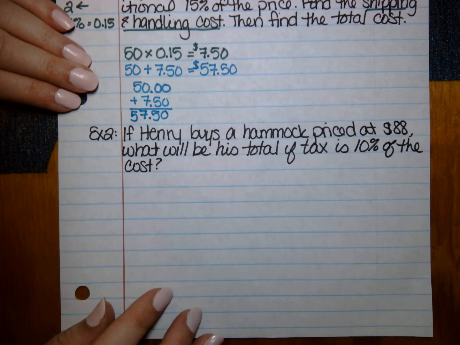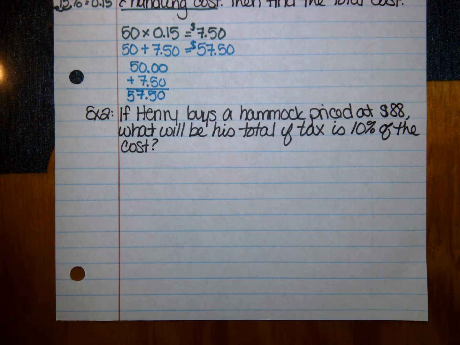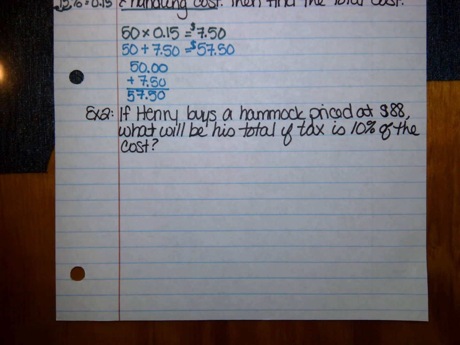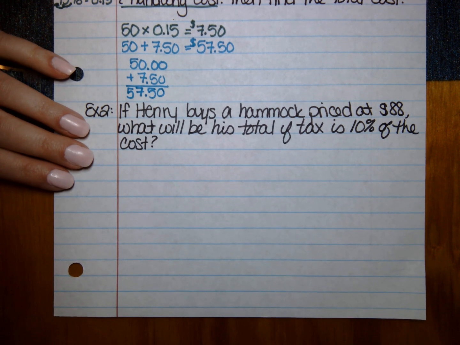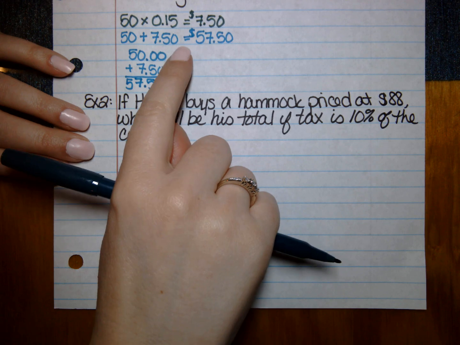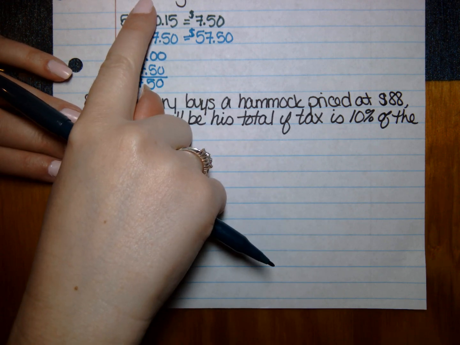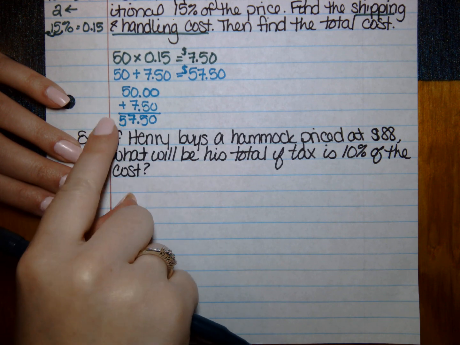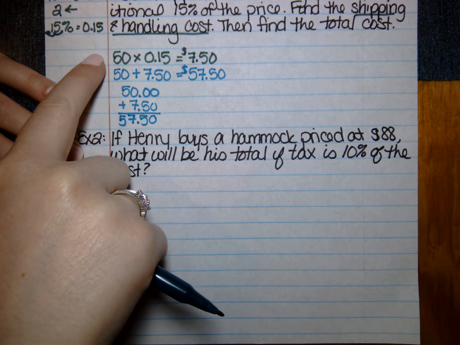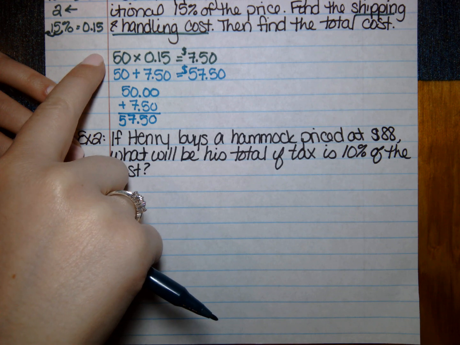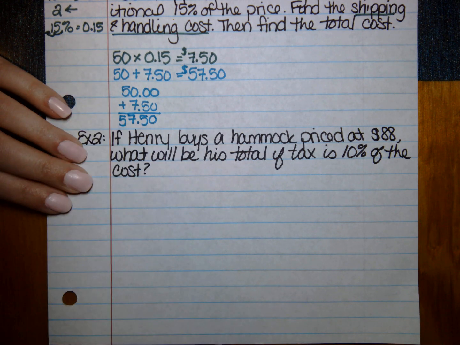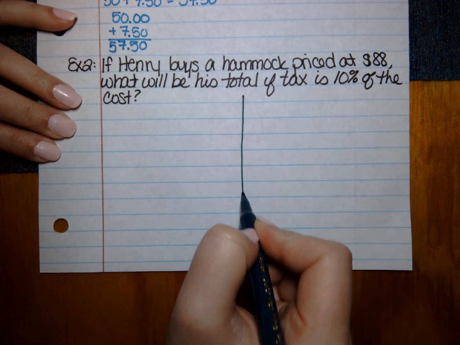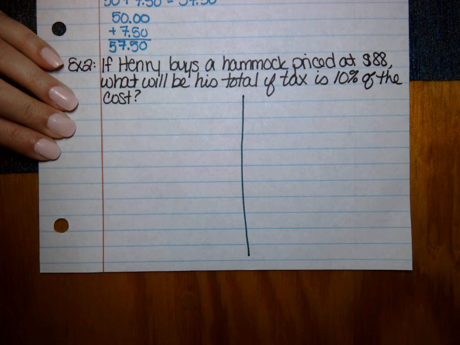For example 2, it says, if Henry buys a hammock priced at $88, what will be his total if tax is 10% of the cost? In this case, they're not asking you to find the value of the tax like they did up here. They're just asking you to do this final total. That means you still have to find the tax, you just don't actually have to state what it is separately. So for example 2, I'm going to show you two ways to do this. I'm going to split this in half and show you two different ways.